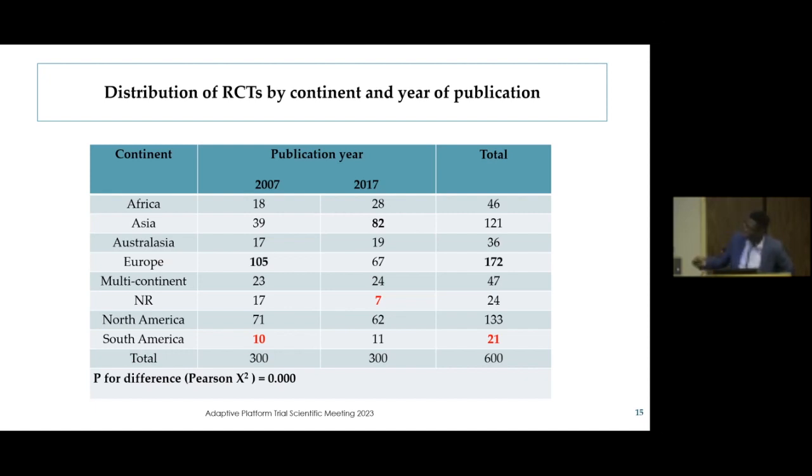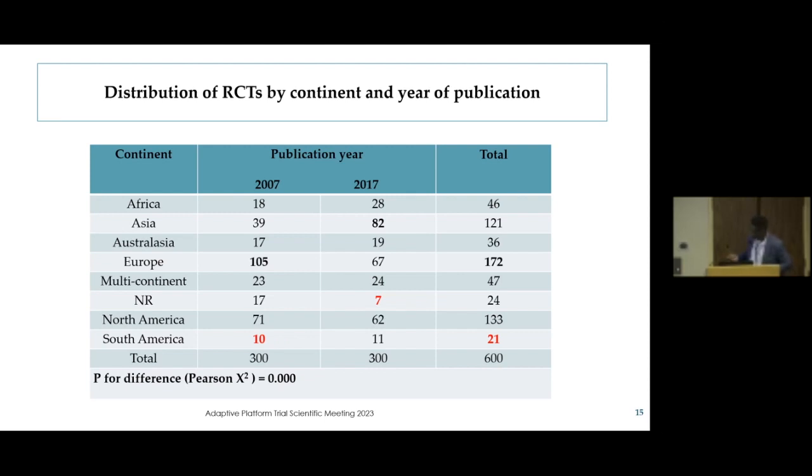And as you can see here as well, sorry, is the pointer working? Okay, great. So as we can see here, in the total study, we have more studies from North America, and also, it's difficult to see from this angle, from Europe. Now, as I mentioned earlier, we wanted to see the shift between 2007 and 2017, what is the direction, what is happening over this 10-year period.